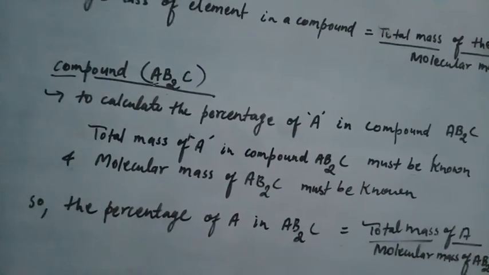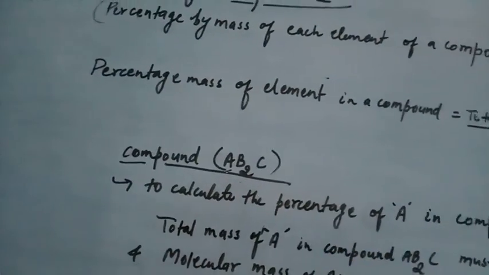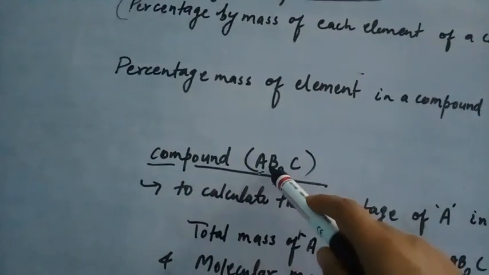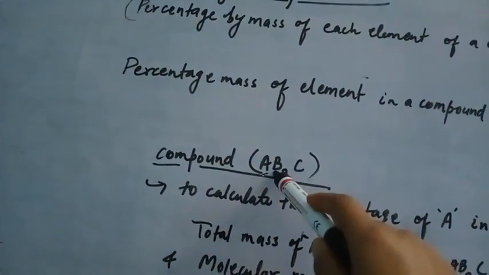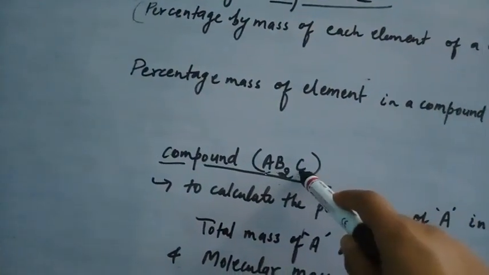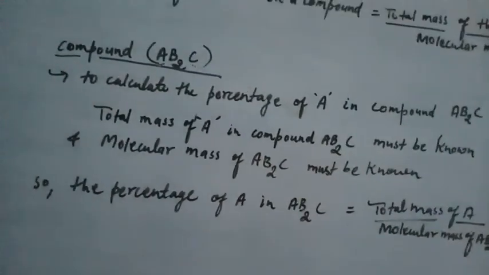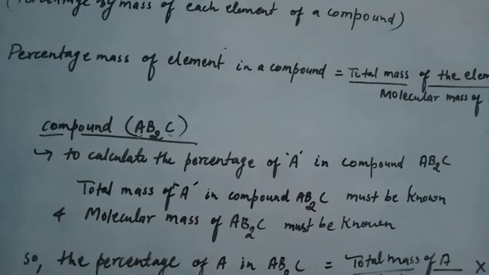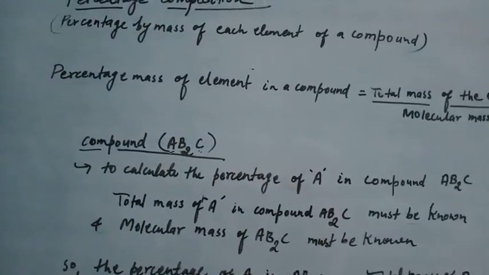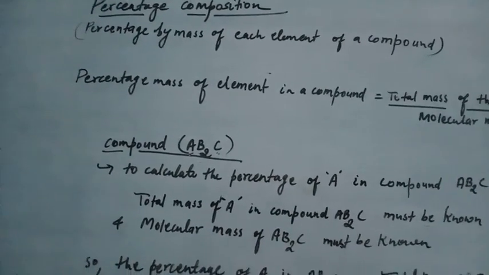And like that we can calculate the percentage mass of other elements also present in compound AB2C. For example, we can also calculate the percentage by mass of element B and of element C by using the same formula. Okay, so now we will see some examples where we will calculate the percentage composition of a compound.